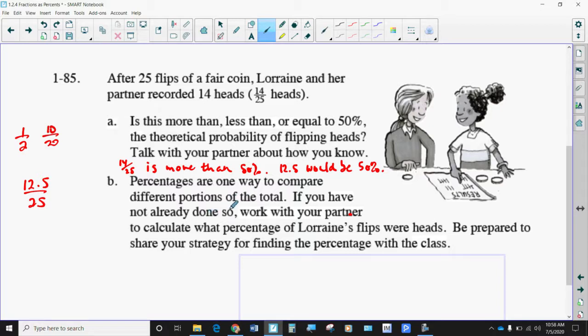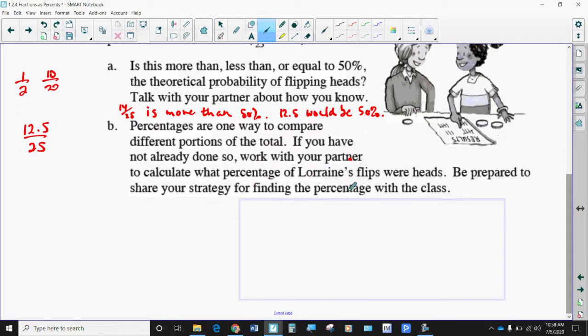If you have not already done so, work with your partner to calculate what percentage of Lorraine's flips were heads. All right, so can you figure out 14 over 25, what percent is that equal to? See if you can figure that out, pause, and come back to me when you think you've got it.